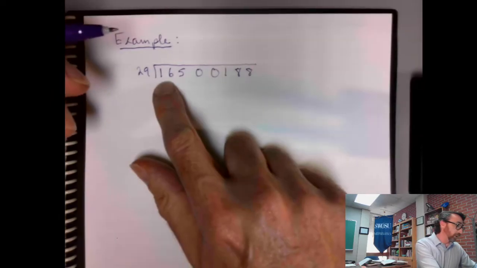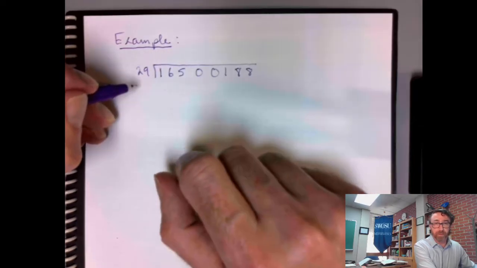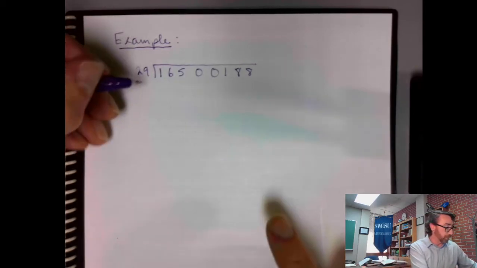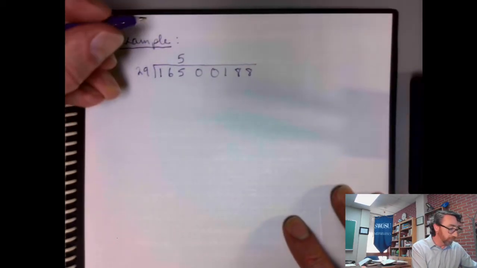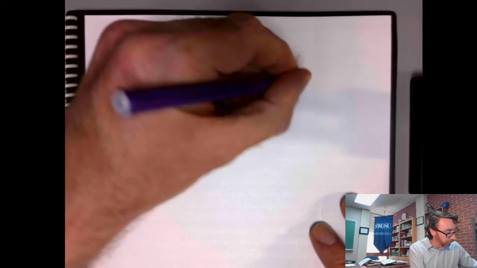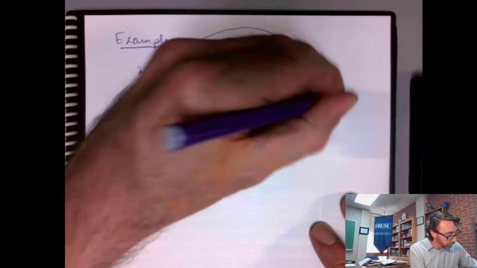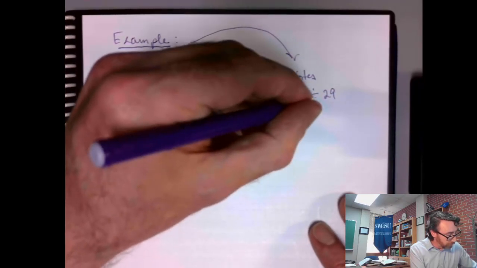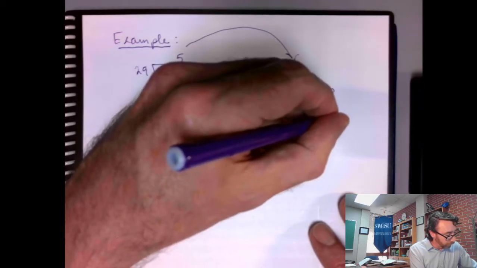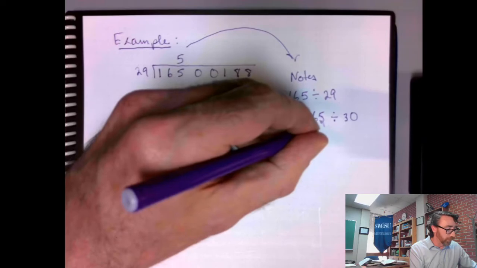Okay, so when I'm looking at this first step, 165 divided by 29, very hard. Let me think about multiples of 30, and now it's easy to see what I should use up here. I should use a 5, right? And over here I'll put some notes about my thinking. So I'm thinking about 165 divided by 29. Well, that would be approximately equal to 165 divided by 30. Okay, still a little too tough.